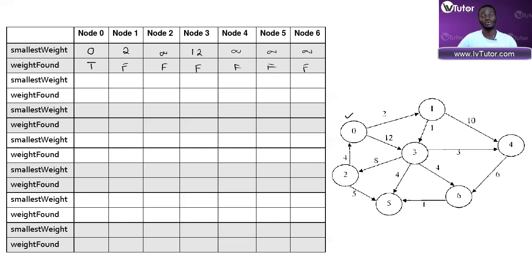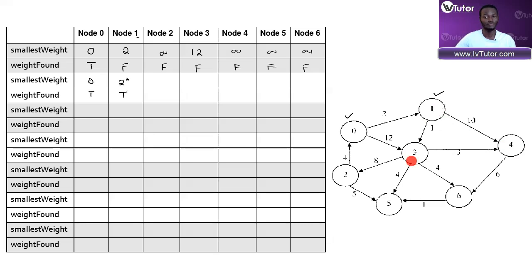Step number 1, copy everything that's true. So I copy this down. Then I look at the nodes that are all false and I pick the one with the least weight. It's node number 1 with a weight of 2. So I move this down. I make it true. I know I'm now here. I'm on node number 1. So where can I go from 1? I can go to 3, I can go to 4, it's only those 2.